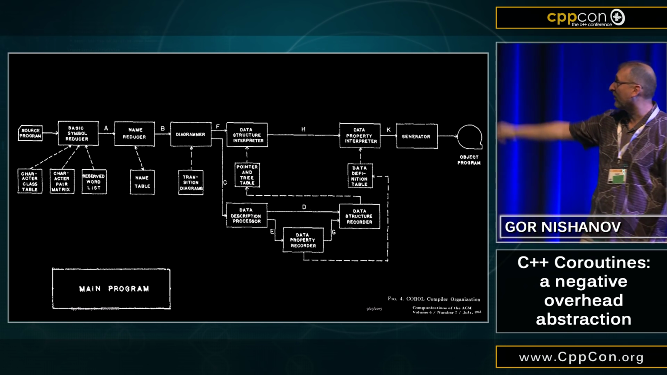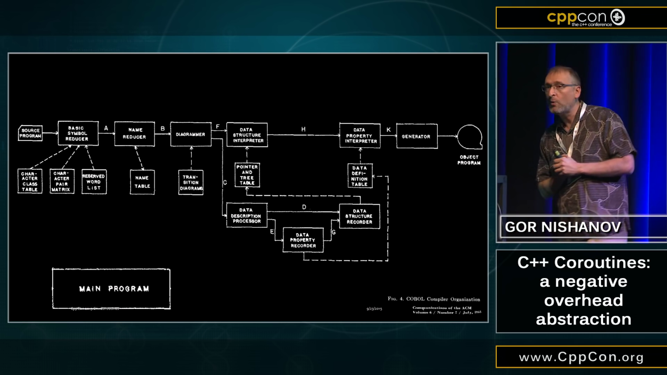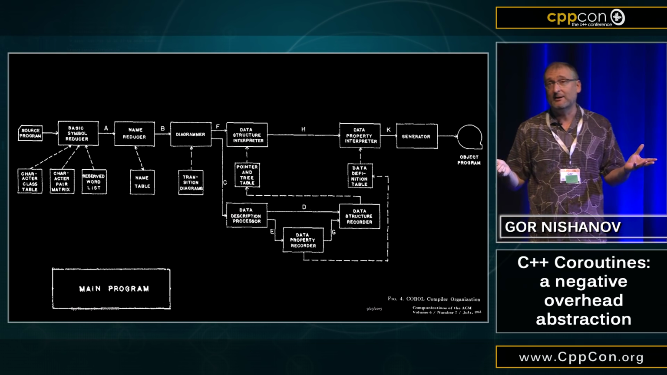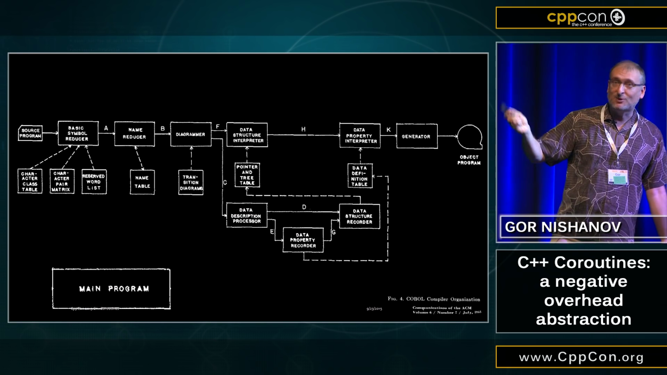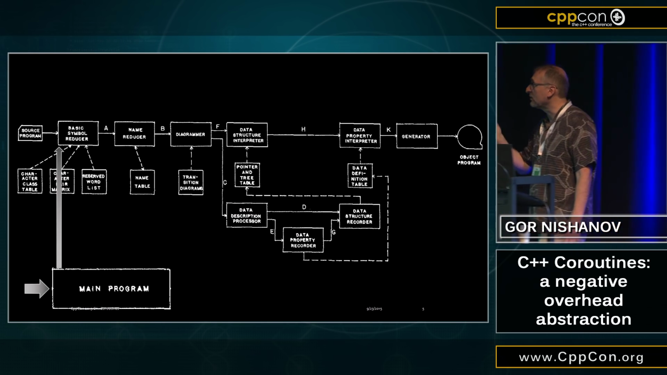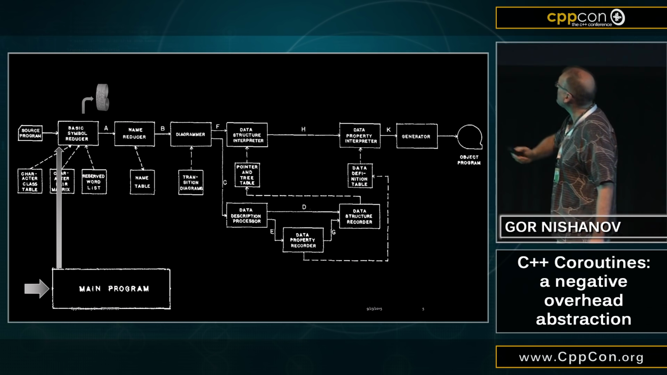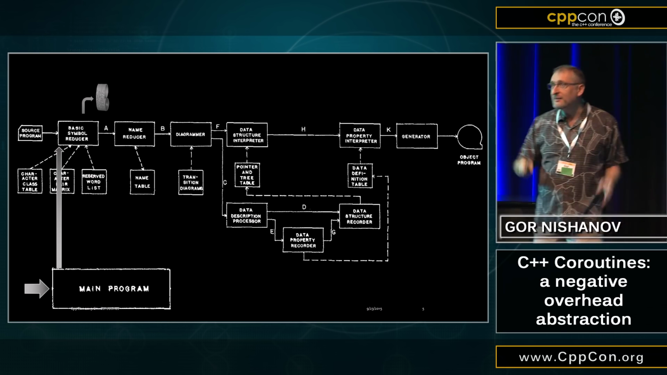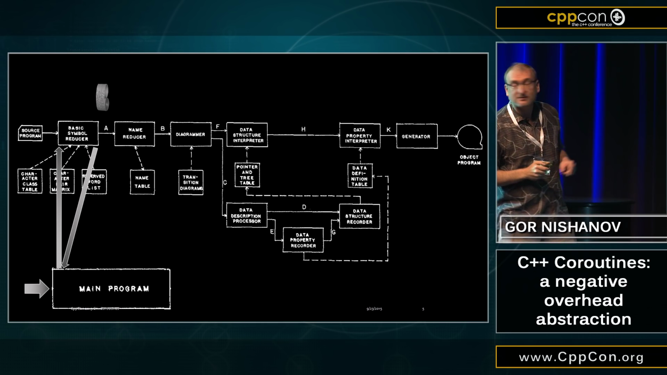And this is from the paper in 1963 by Conway. And this is the first time coroutines were mentioned ever. So how would this compiler try to deal with your program? It will start the main routine that will go to the basic symbol reducer, which will eat the punch cards and then spew the tokens onto the tape. And then it goes back to the main routine.